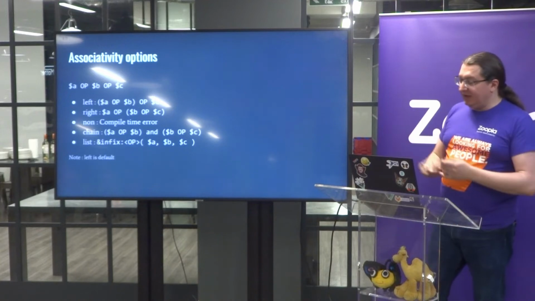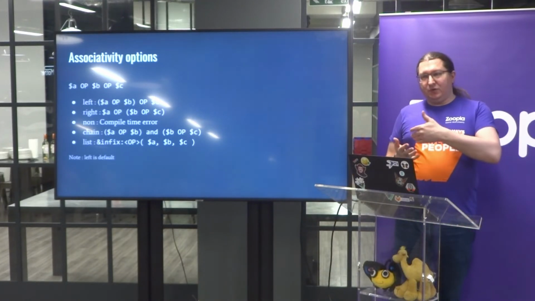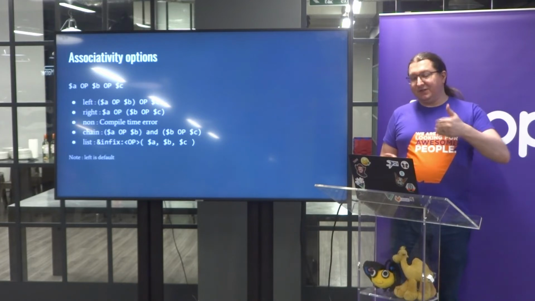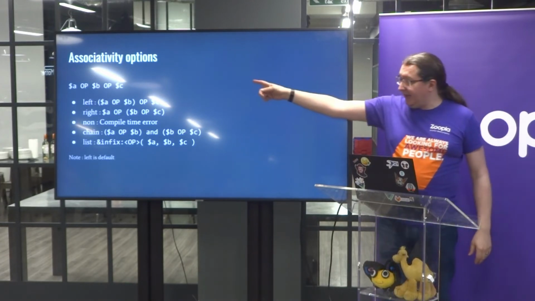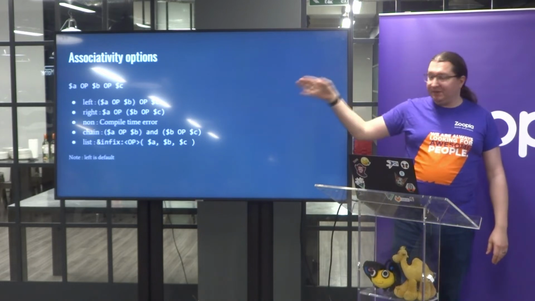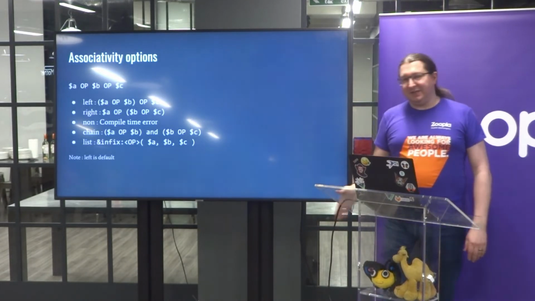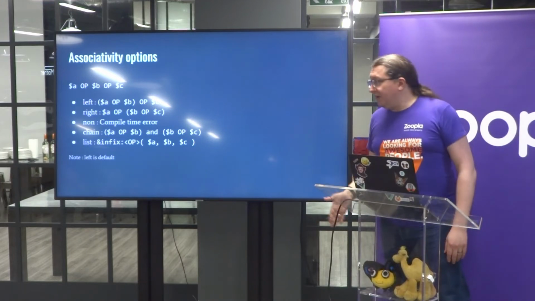You've got the non-associativity. So this can be useful if you don't want your operator to be chainable. If you don't want to be able to write A op B op C, you can get it so that it will compile time error if you do that. So if it doesn't make sense, you can tell the compiler, does not make sense to do this, does not compute. It's kind of cool.